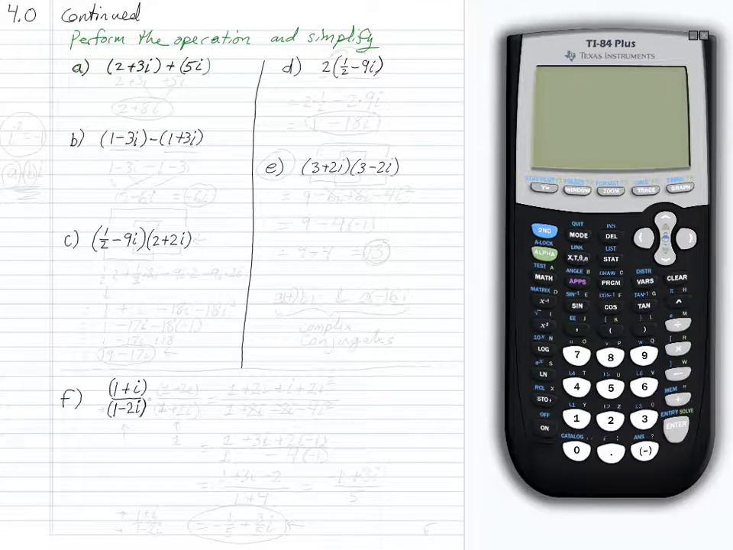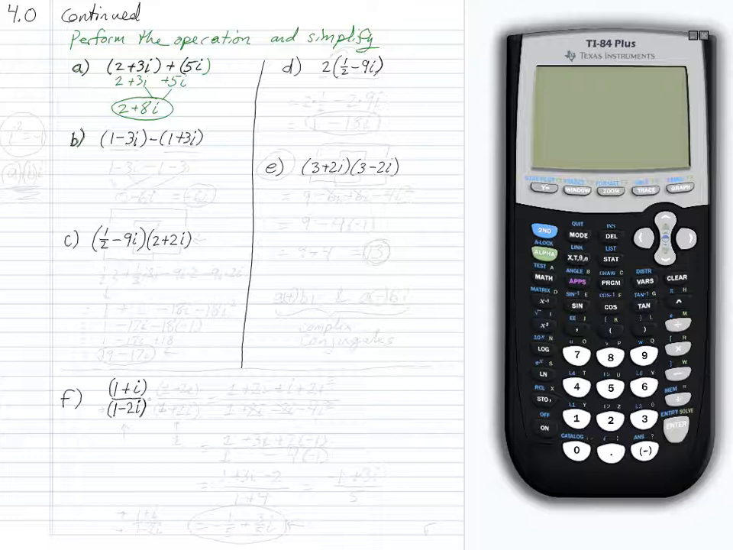Here we're adding a complex number and a purely imaginary number, but the way that we can do that is by adding like terms. So I have 2 plus 3i plus 5i, and I'll combine my 3i and my 5i to give me 8i, and that is our solution. That is the sum of these two imaginary numbers, or I should say complex numbers.